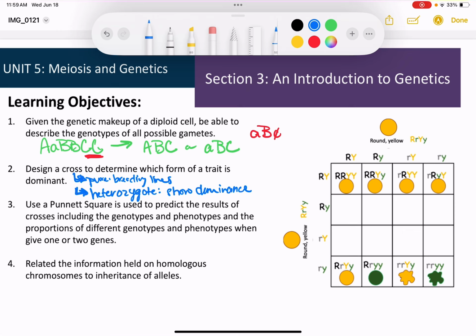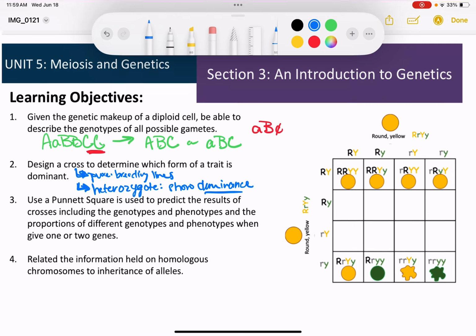You can actually do this in other ways, other than pure breeding lines. Maybe you have two unknowns that you want to cross together. The trait that's seen in the offspring is going to be the dominant one, as long as the traits are different in the two parents, okay? You might end up at first with a 50-50 ratio and then have to do additional studies.